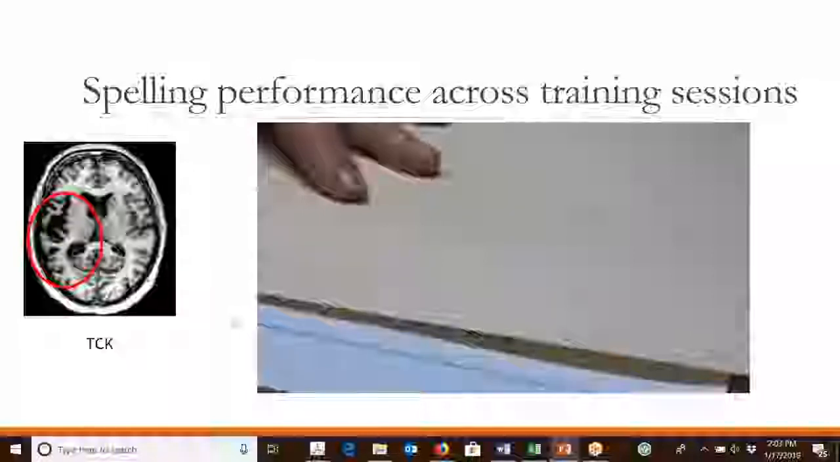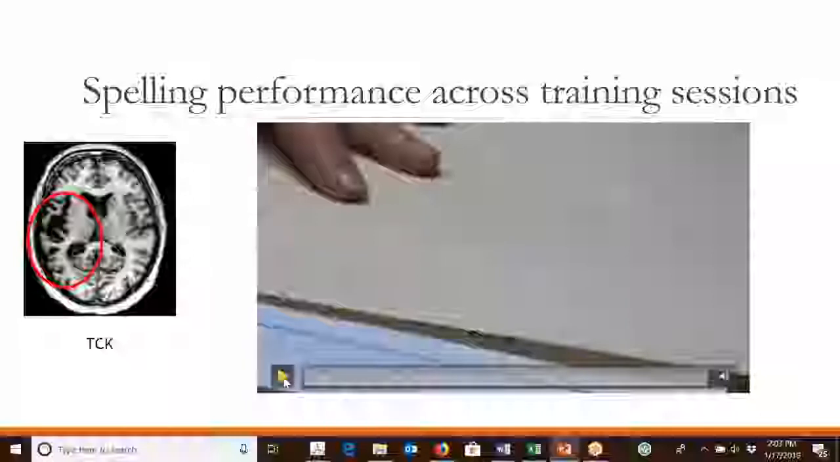The video shows his attempts to spell the word emperor. On each training session, he's asked to spell a set of words. This is the word emperor. He's asked to spell the word, and that's followed by some training on the word. Then in another session, again, he's asked to spell the word followed by training. I'm not going to be showing you the training part. I'm just going to be showing you the spelling attempts at different training sessions across the 3-month period so that you can see his improvement.